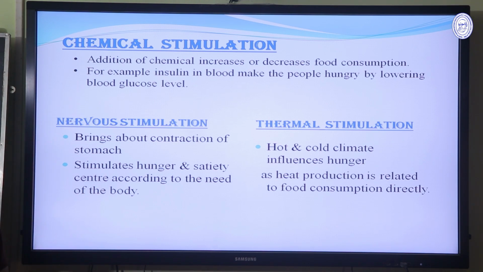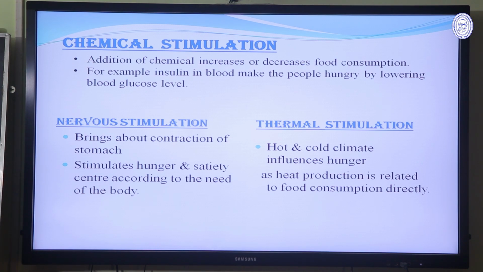Coming to nervous stimulation, it plays a role in different ways. First, it is helping in the contraction of the stomach. Contraction of the stomach induces the feeling of typical hunger. Secondly, nervous stimulation stimulates the hunger and satiety center according to the need of the body.